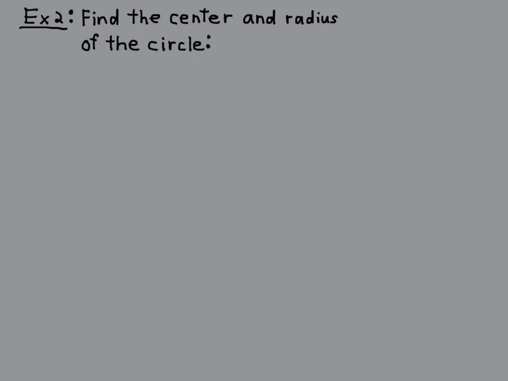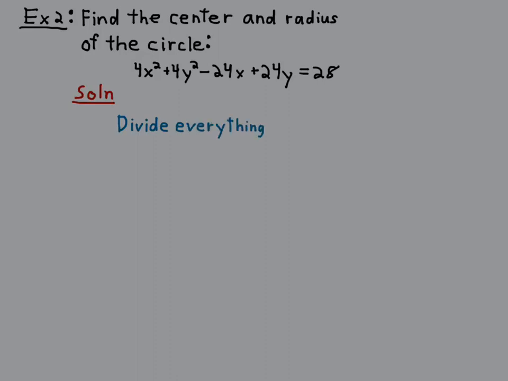Okay, so let's try this second example here. Find the center and radius of the circle. 4x squared plus 4y squared minus 24x plus 24y equals 28. It doesn't say to graph it, and honestly the main reason is because I didn't have room to graph it. I would have had to put an extra page on here. But if you can find the center and radius, then graphing is not hard.